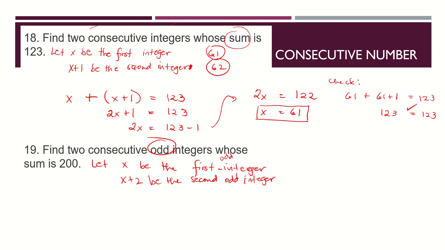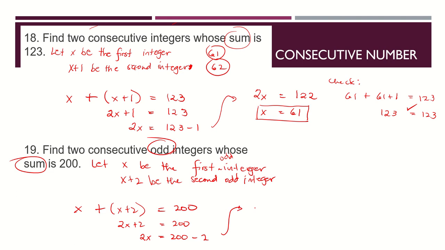So, now, we can now solve, no? Sum ulit yung word natin. Therefore, we're going to add the two integers, x and x plus 2. And adding the two integers will produce 200. Okay? So, let us now simplify. X plus x is 2x plus 2 equals 200. 2x will be equal to 200 minus 2. Okay? Therefore, 2x equals 198.